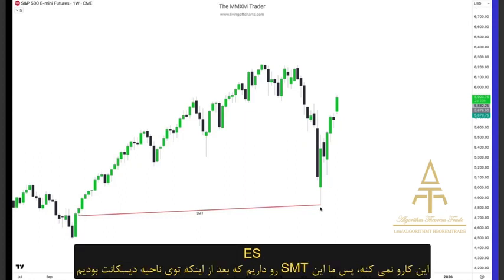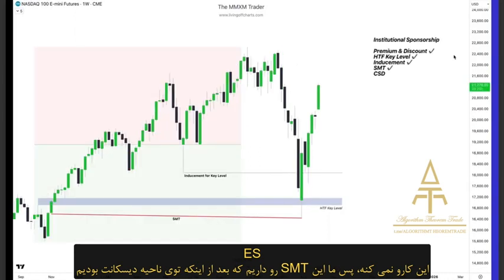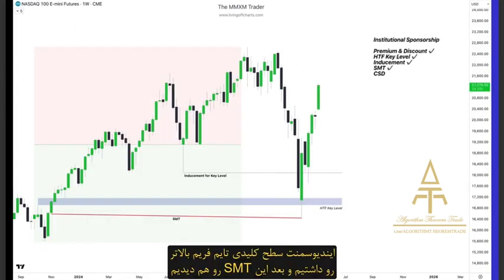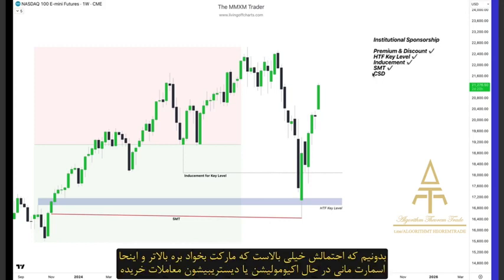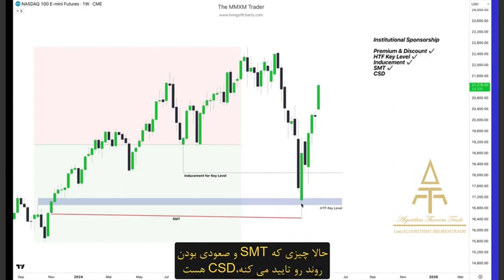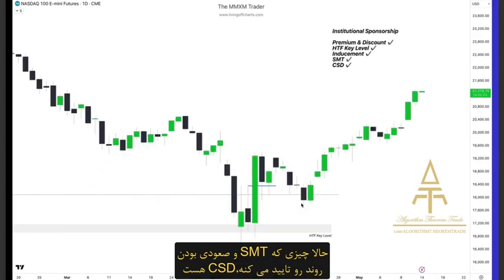So we have that SMT, which leads us at this point, after being in discount, having a hard time frame key level inducement, and then seeing that SMT, it's very likely the market is going to push higher and smart money are accumulating long positions here. Now what confirms the SMT and the bullishness is a change in the state of delivery.